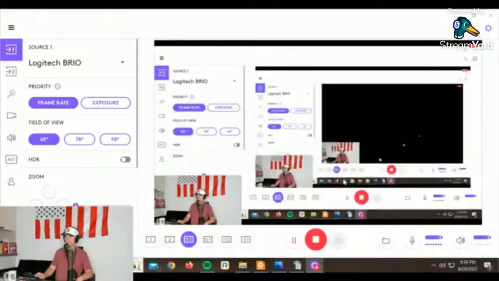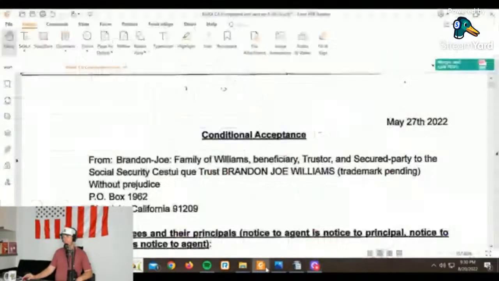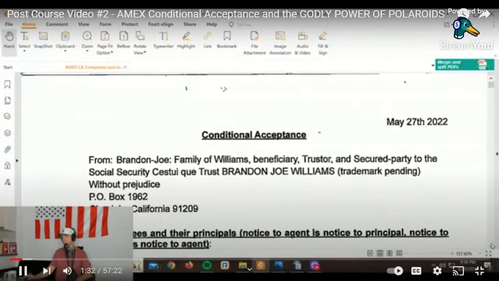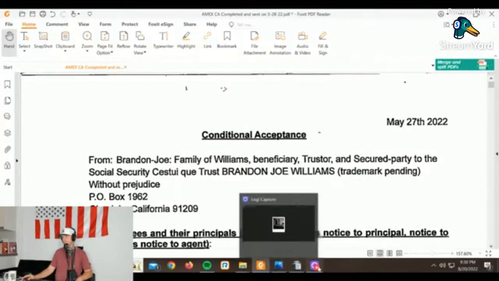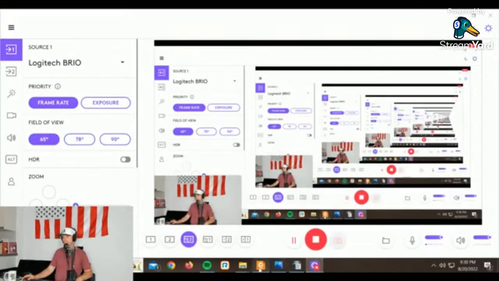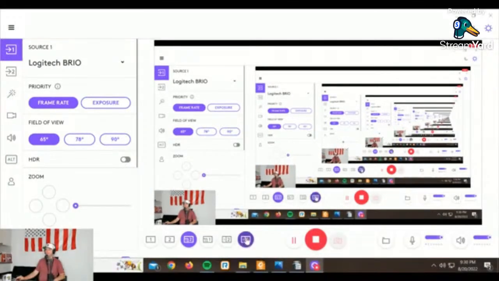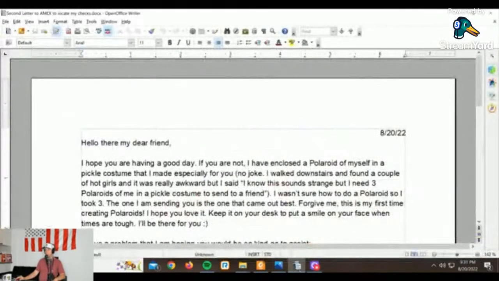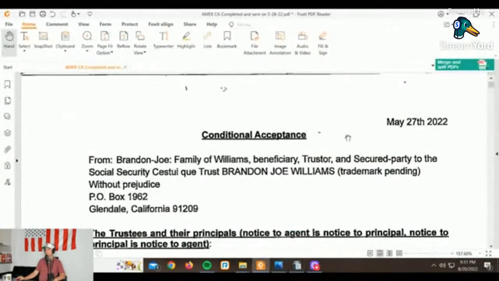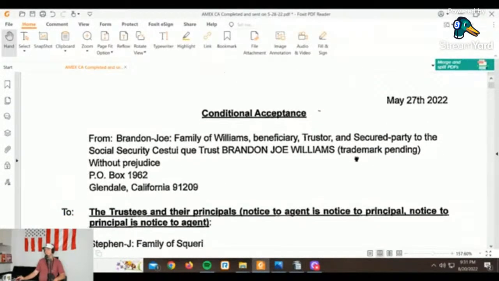I got my Polaroid camera. So here we go. So the first thing we're going to do is we're going to go through this conditional acceptance front to back. I want to see how much of myself is being taken up by the screen here. I'm going to reduce myself for this video just to make sure I'm not over top of anything. All right. So let's go to this. Here we go.